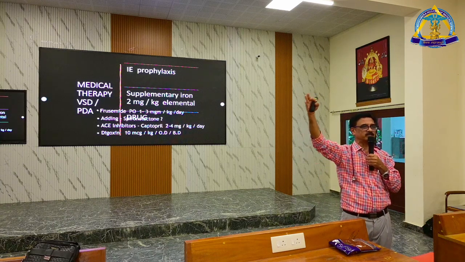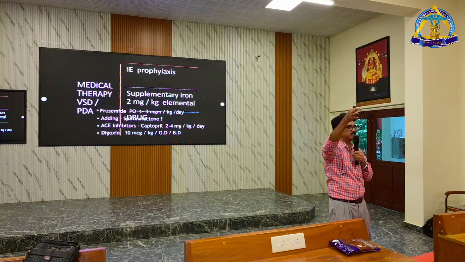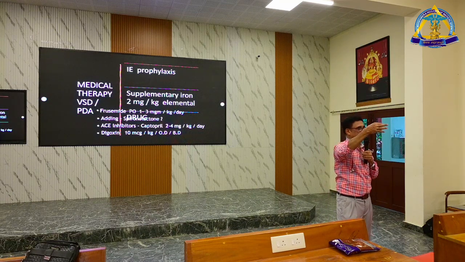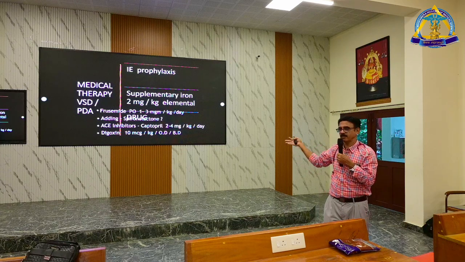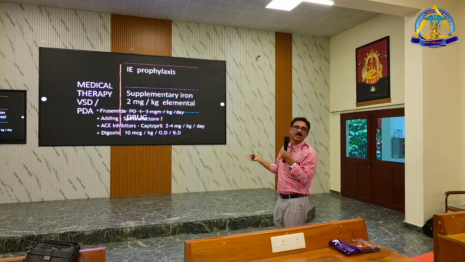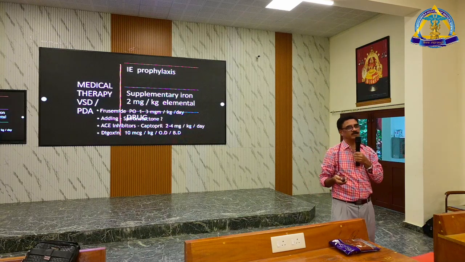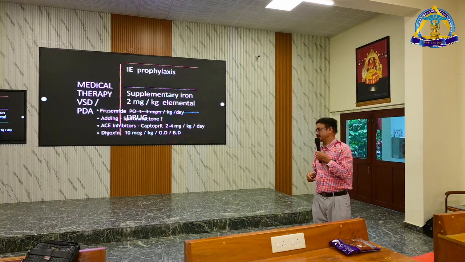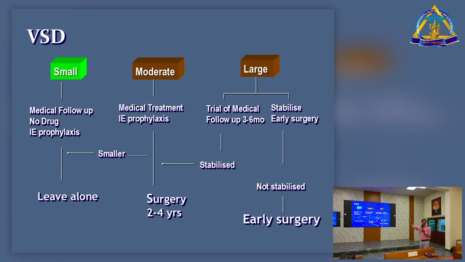So digoxin's role has come last because the muscle is having good contractile power. Inotrope is not required there. And even if you are giving digoxin, it is a weak inotrope. So nowadays people are not preferring to go with digoxin. So this you have to remember.